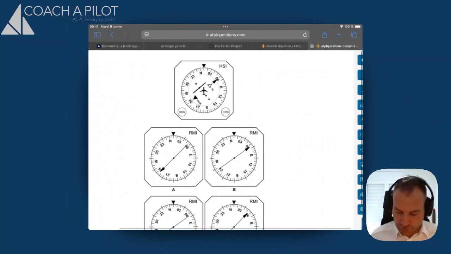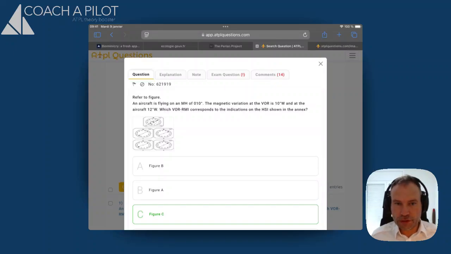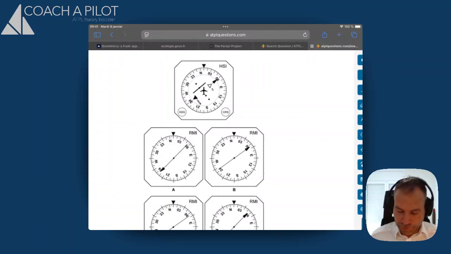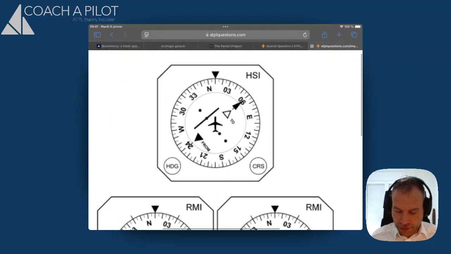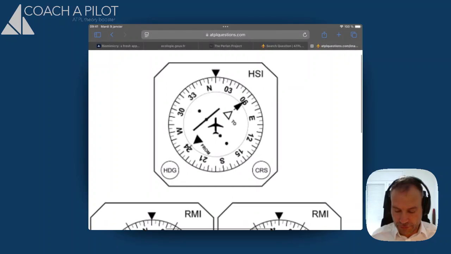All right, so first of all, do we need the information of the magnetic variation? Absolutely no. Okay, why that? Because the HSI is working with magnetic and the RMI as well. Okay, so no need to convert anything between true and magnetic in this question. We just need to focus on the information that is displayed on the HSI, okay, and then identify where is the radial on which the aircraft is currently flying.